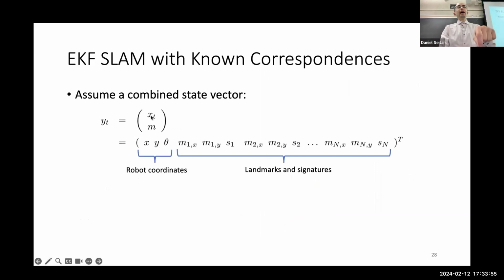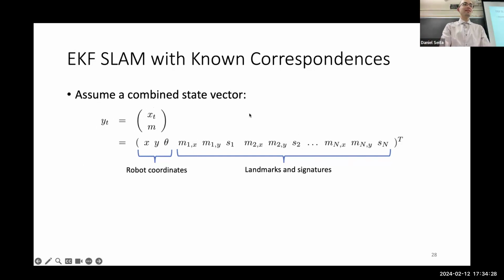Remember that in SLAM, we're now trying to determine the robot state and also the map. Because if it was just mapping, then we wouldn't need the X_t. We would condition on it and assume it's given. But now we're going to assume that our state is X_t and M, where the robot coordinates, landmarks, and signatures. Any questions about this state representation?